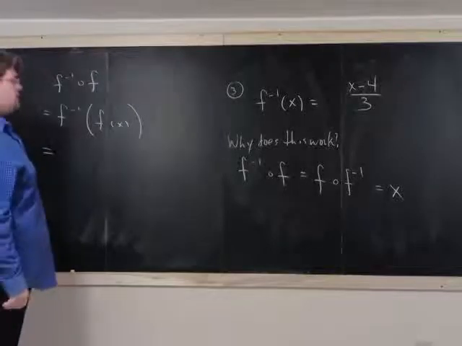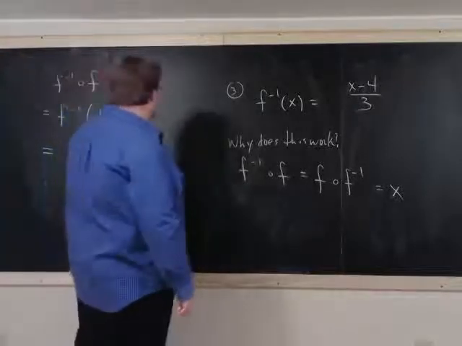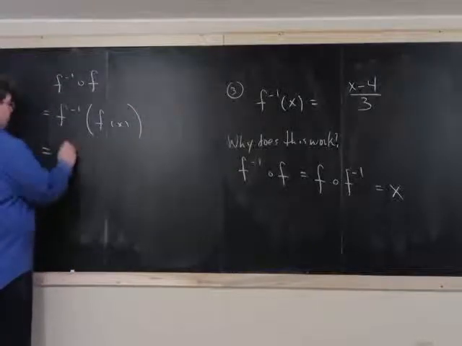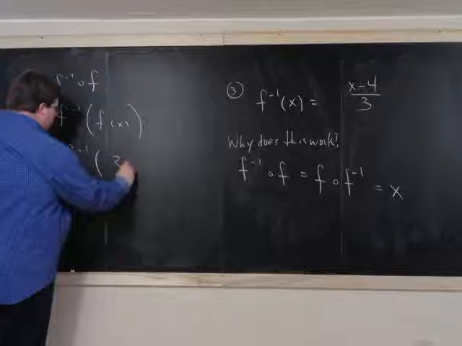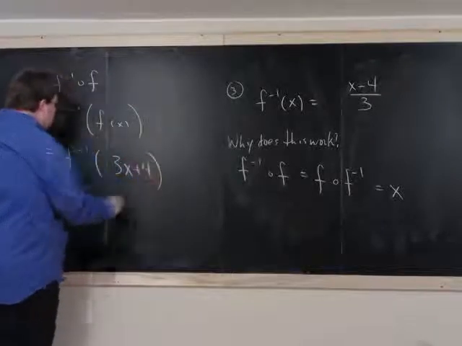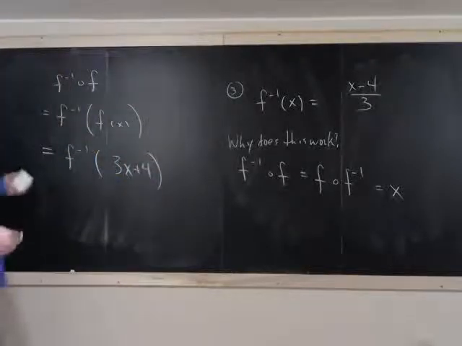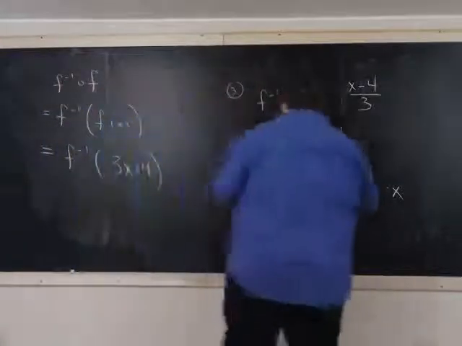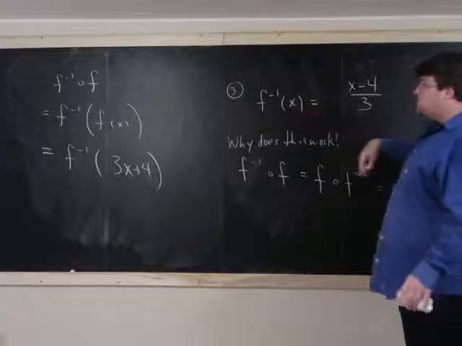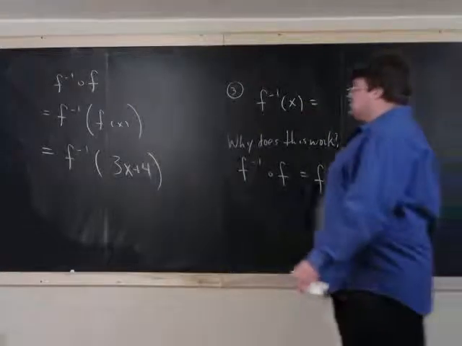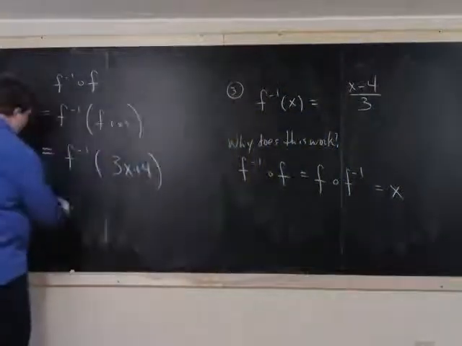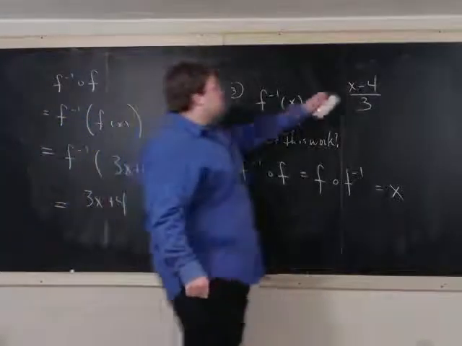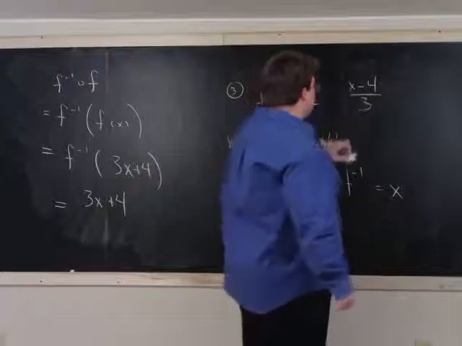Well, what's F of x? F was 3x plus 4. So F inverse with 3x plus 4 as its input. Well, we input 3x plus 4 into this function. Replace all x's here with 3x plus 4.